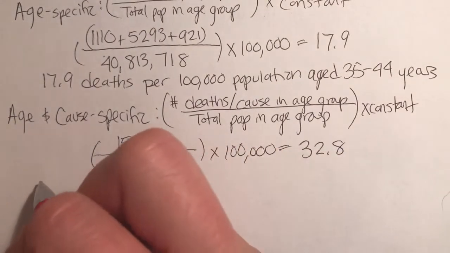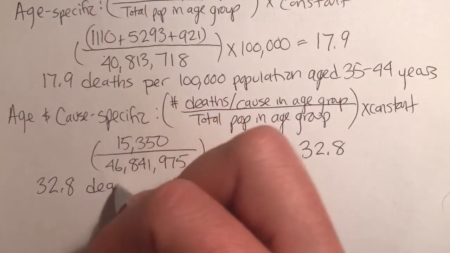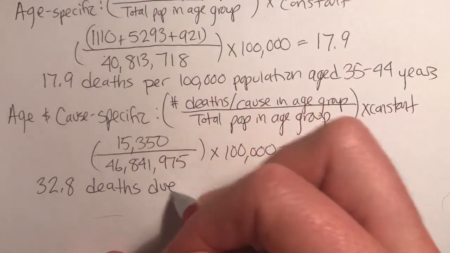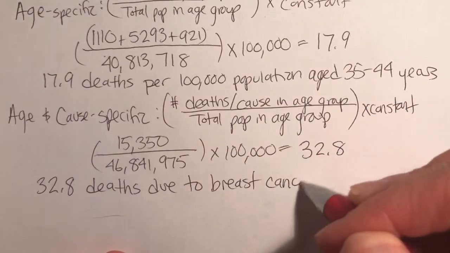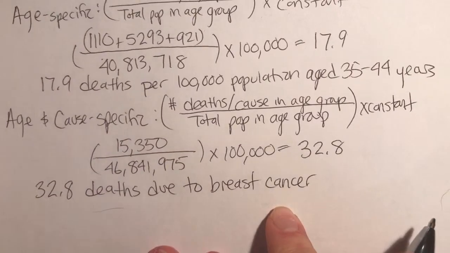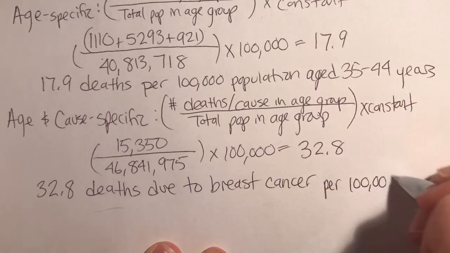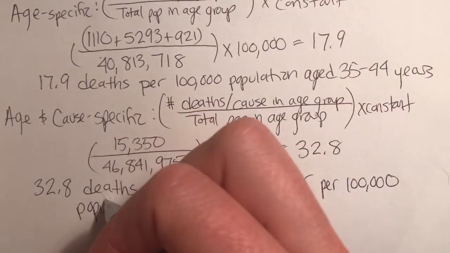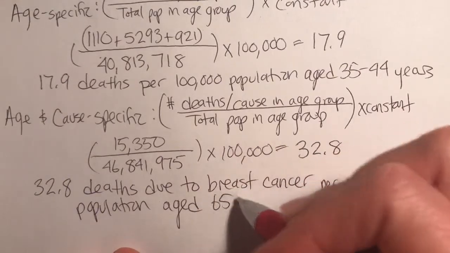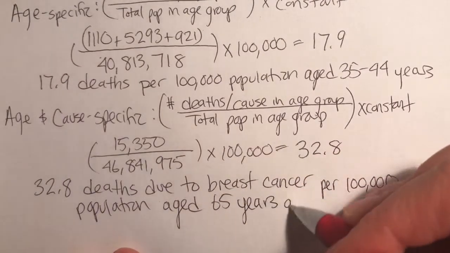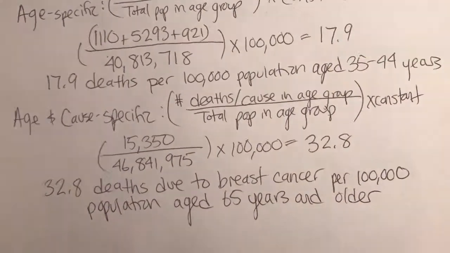And then of course we want to write our interpretation, tell people what that means. So 32.8 deaths due to breast cancer. So that is our cause-specific part of our interpretation. Per 100,000 population aged 65 years and older. And that is our age-specific portion of our interpretation.